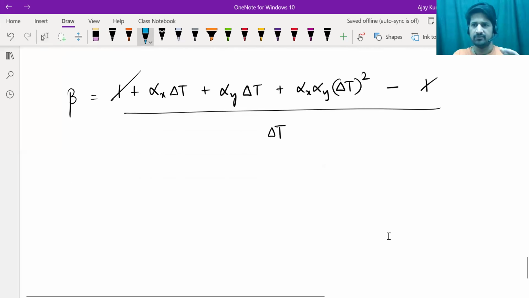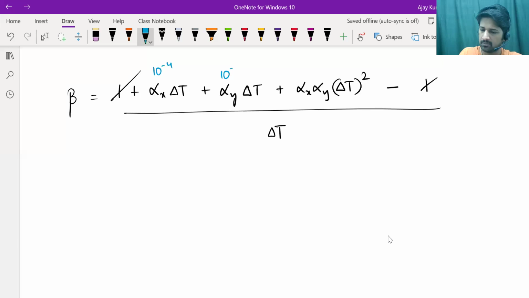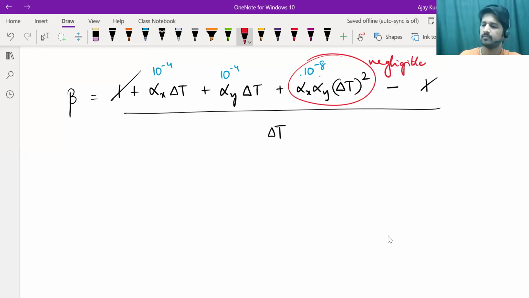Now, alpha values we have just seen. For steel it is about 10 power minus 5 per Celsius degree. Usually for solids it will be in the 10 power minus 4, 10 power minus 5 range. So this is approximately 10 power minus 4, and this is also approximately 10 power minus 4. This is 10 power minus 4 into 10 power minus 4, which will be in the 10 power minus 8 range. This third term is negligible compared to the first two terms. So if you ignore that, what will you be left with?